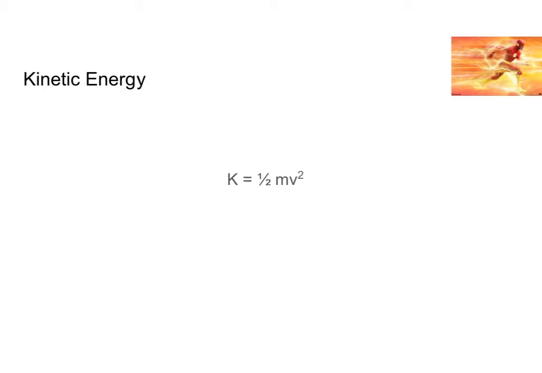So let's start with kinetic energy. So the equation for calculating kinetic energy is given by K, or our kinetic energy, is equal to 1/2 times our mass times our velocity squared. Now, I say velocity, really, it doesn't matter if we're talking about speed or velocity.